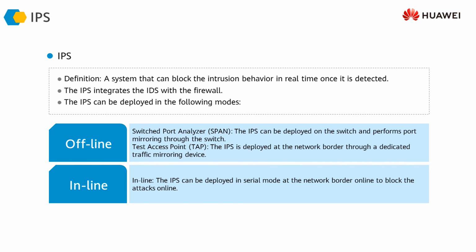The IPS can be deployed in two modes. We can either deploy it inline or we can deploy it offline. Inline deployment means that the IPS is deployed in serial with the network traffic, which means that the traffic is passing through the IPS. That is what we call inline protection.